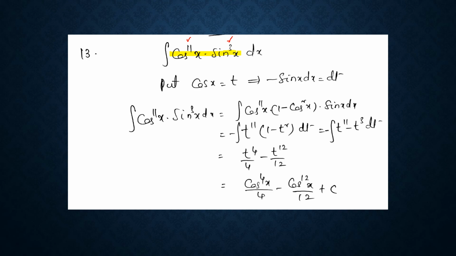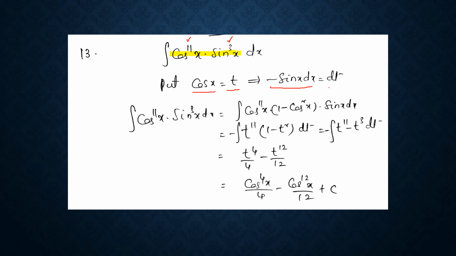So we can take the function which is having the highest power as t. That is cos x, which is having the power 11. So by substituting cos x is equal to t, then differentiating with respect to x on both sides, dt is equal to minus sin x dx. Derivative of cos x is minus sin x dx.